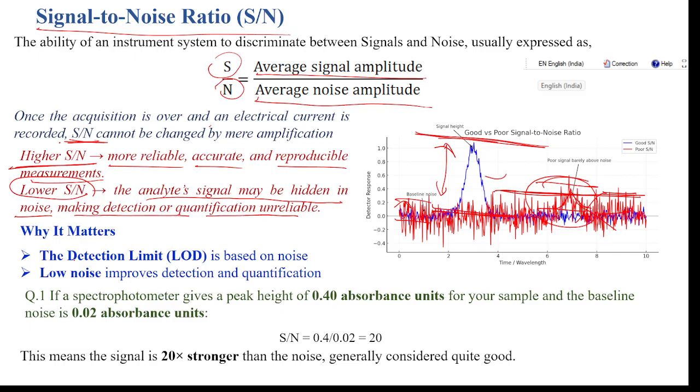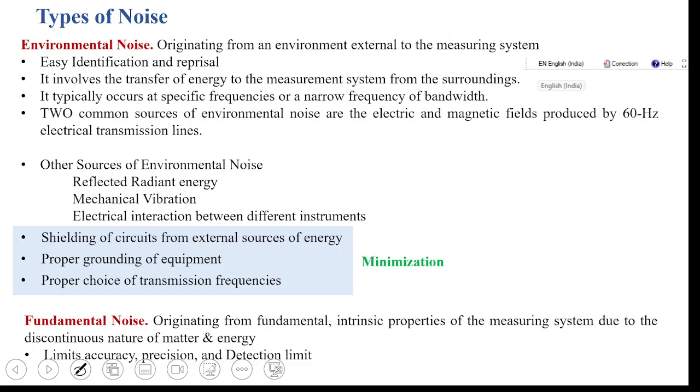Now why does it matter? The greater the signal to noise ratio, the lower the limit of detection is going to be. Lower noise improves detection and quantification. So that's why signal to noise ratio should be high. There is a question: if a spectrophotometer gives a peak height of this in absorbance for the sample and the baseline noise is 0.02 of the absorbance, that is 20 times stronger than the noise. So it is quite good data. It should be as high as possible.